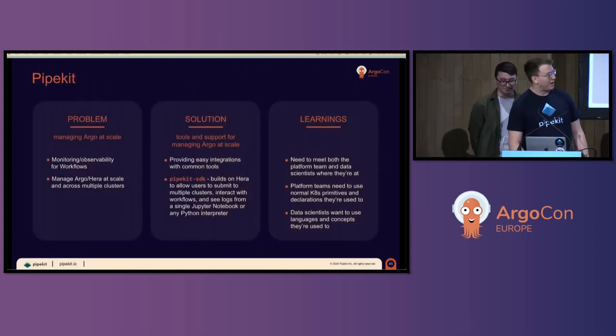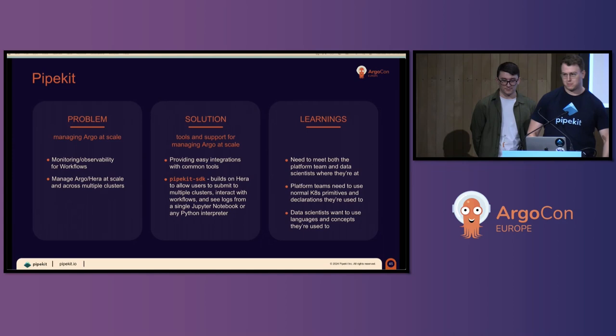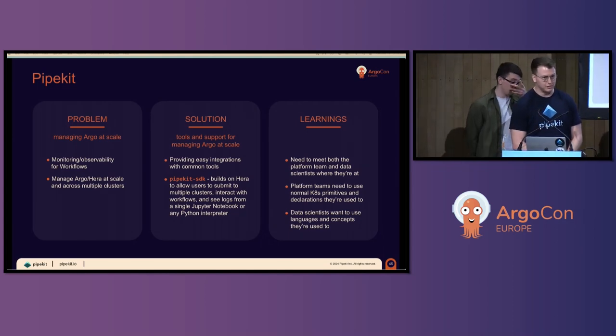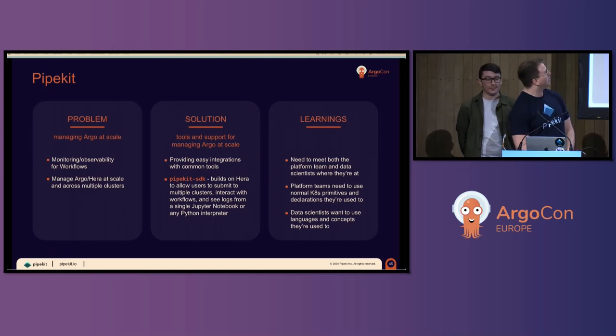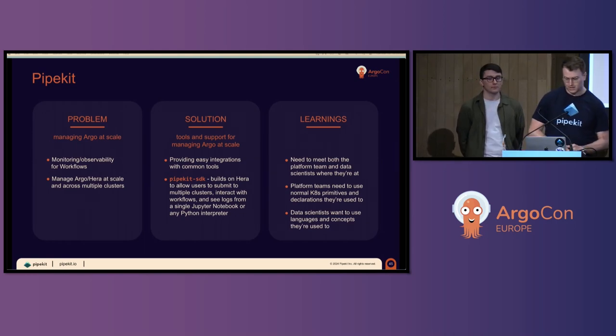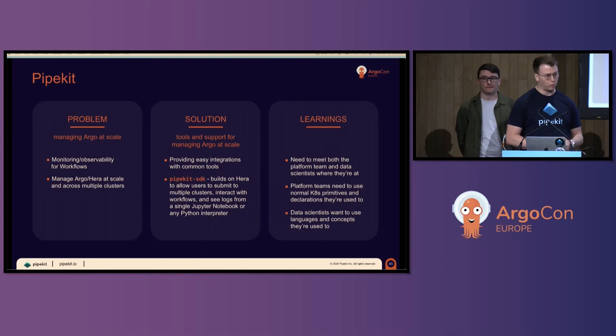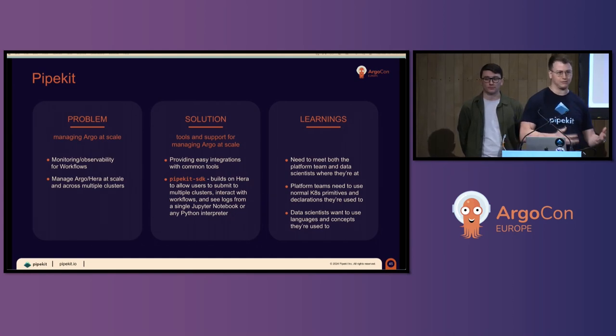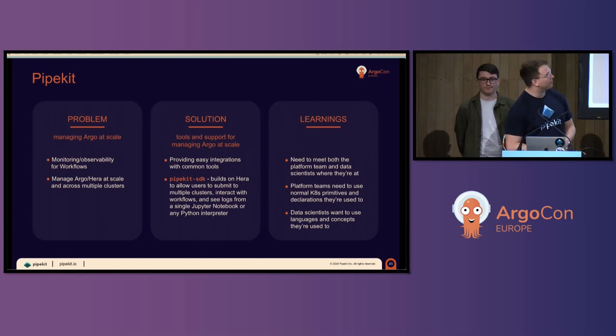So, as mentioned in the intro, my name is JP. I work at Pipekit. We are a services and software provider in the Argo Workflows ecosystem. So a problem that many companies run into is how do they manage Argo Workflows at scale? How do they build that self-service data science or CI platform for their team? And that's what we help with.